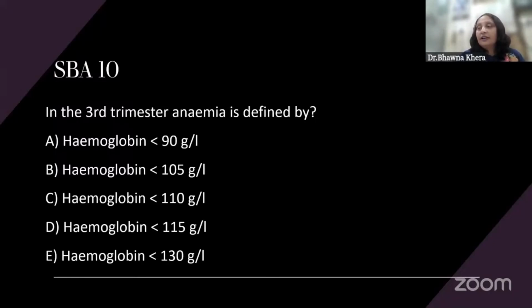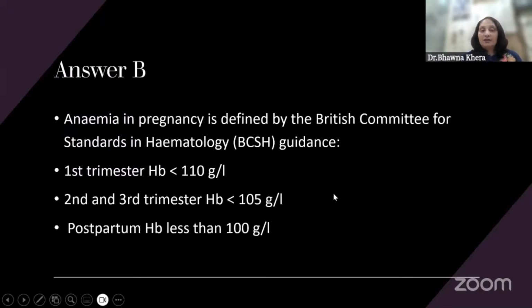Perfectly correct here. So it is your hemoglobin level less than 10.5 grams per deciliter, or 105 grams per liter. So that's the correct answer.